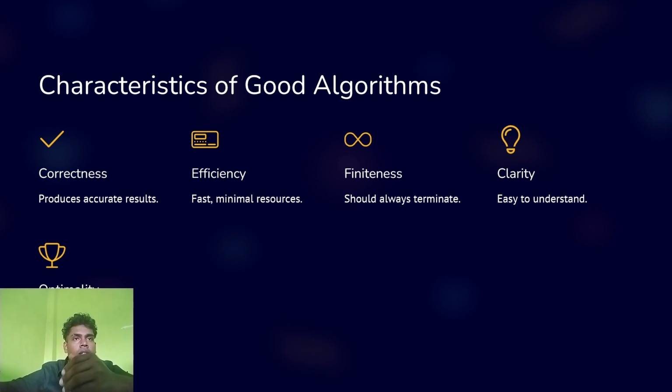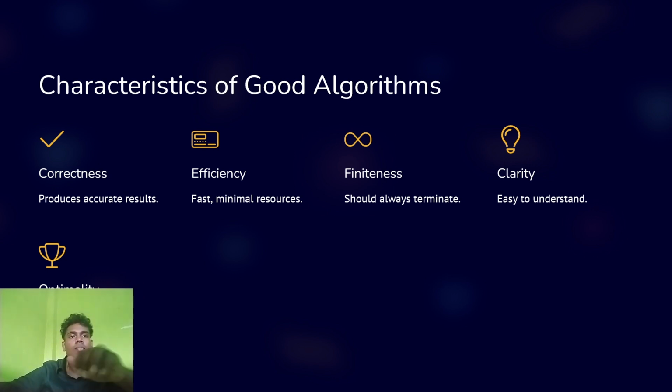A good algorithm should be efficient, and it should also be finite, meaning it should end at some point. That means it shouldn't be infinite. If this is an algorithm, it should always have an end point. Also, a good algorithm should be clear, easy to understand, and it should be optimal, that means the best possible solution.